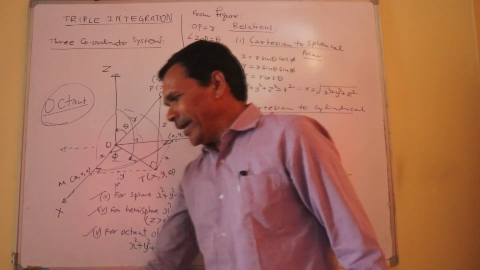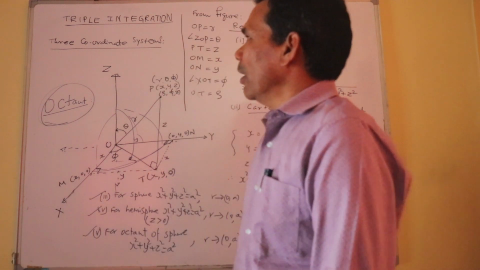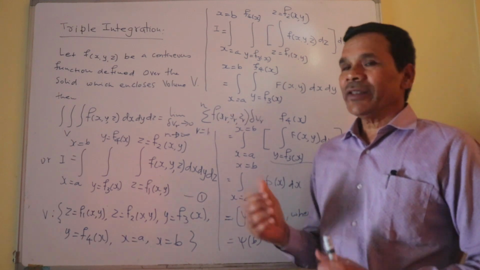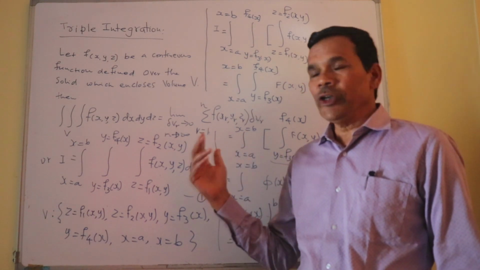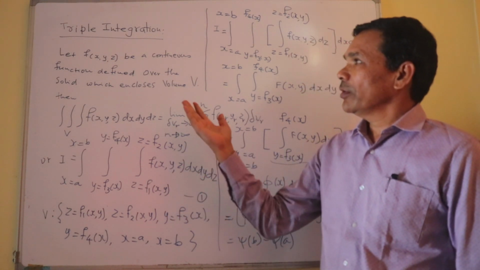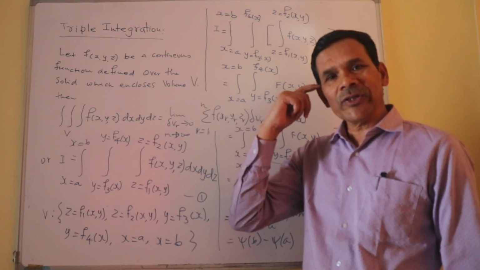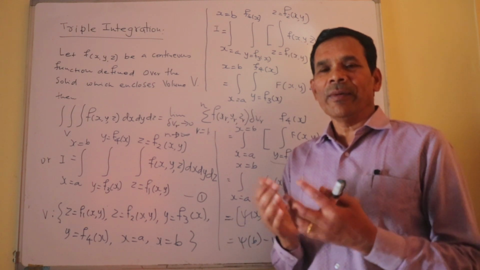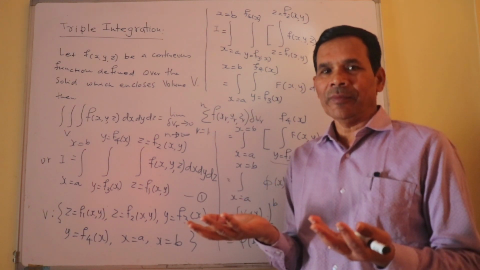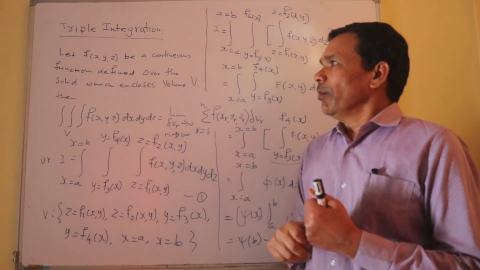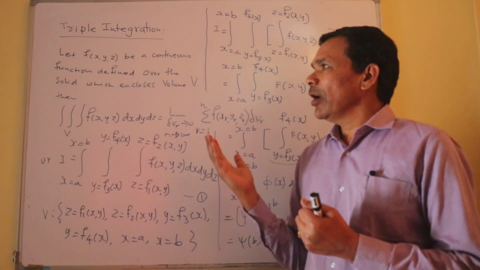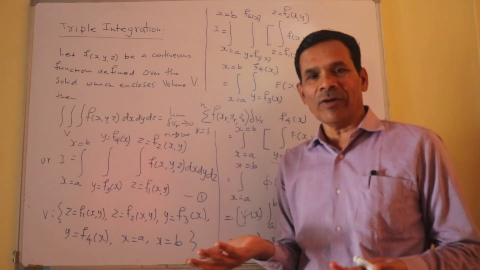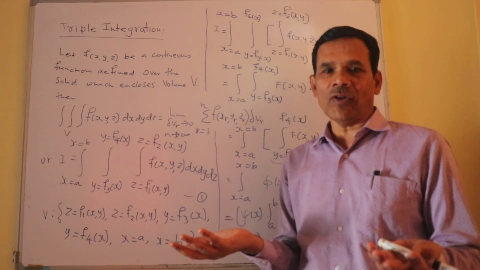Now, we shall see how to define triple integration. It is an extension of the double integral into the third dimension. So basically, triple integration is required to find volume. It is concerned with volume, while double integration is concerned with area. So you can find the volume of a solid, the center of gravity of a solid, the moment of inertia of a solid, and the mass of a solid.